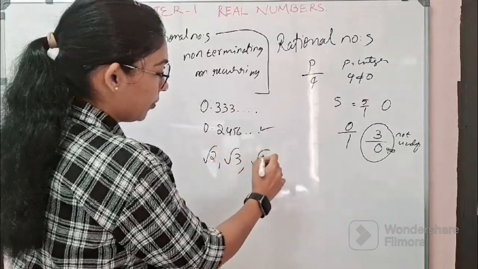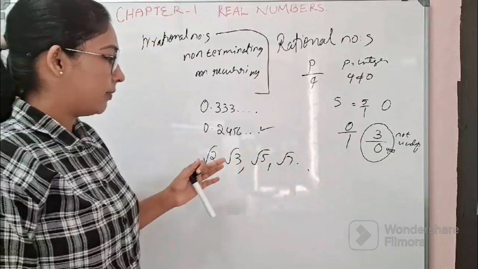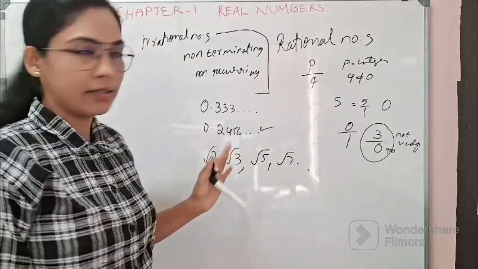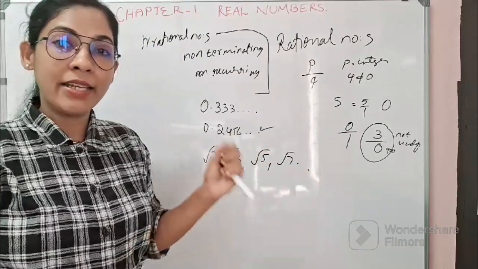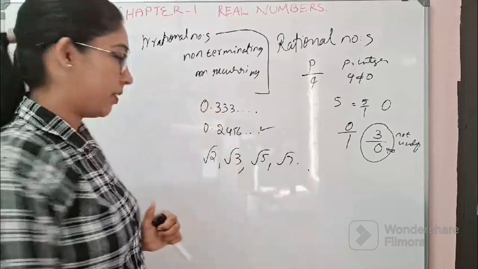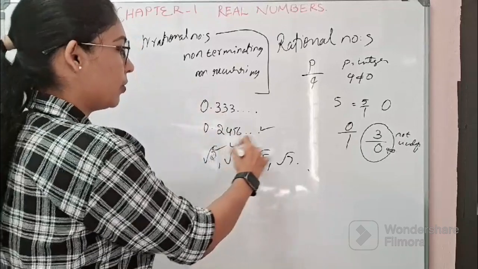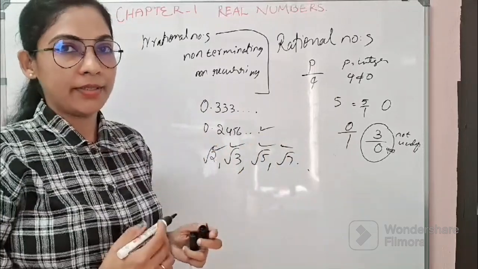Then root 2, root 3, root 5, root 7, etc. Some numbers inside a radical sign, especially all prime numbers inside a radical sign, are generally known as irrational numbers. So root 2, root 3, root 5, root 7, etc. are irrational numbers.